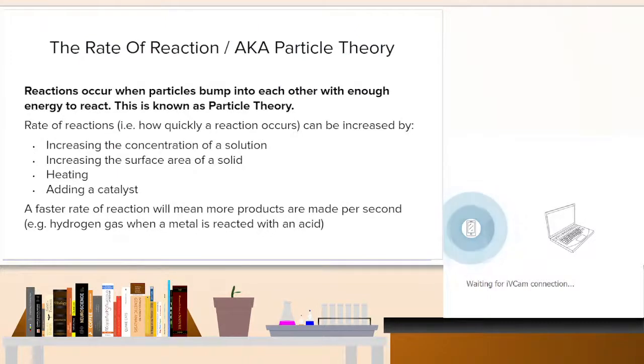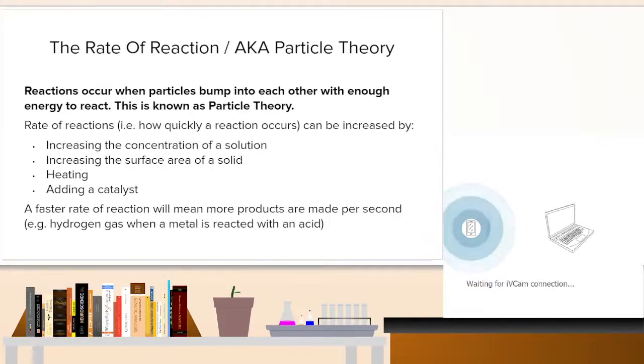The last thing we need to talk about in all of our topics is particle theory, which is also related to rates of reaction. So reactions occur when particles bump into one another. They need to bump into each other, and they need to have enough energy when they bump in order to react, right? We call this particle theory. There are 4 things you can do to increase the rate of reaction, which is like how quickly a reaction happens, right? And there are all sorts of ways to measure rates of reaction, but you get the idea.